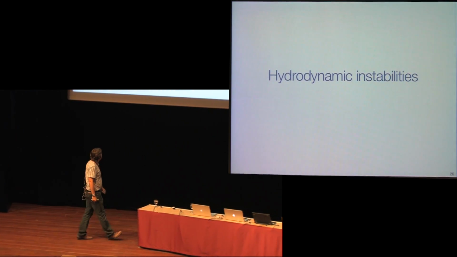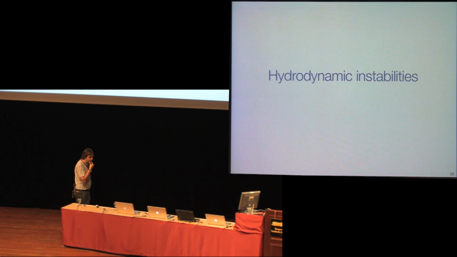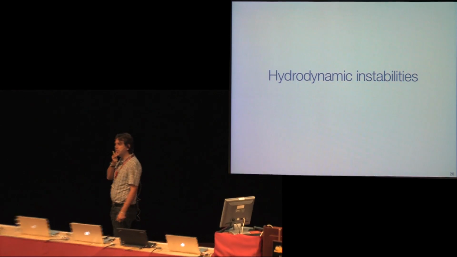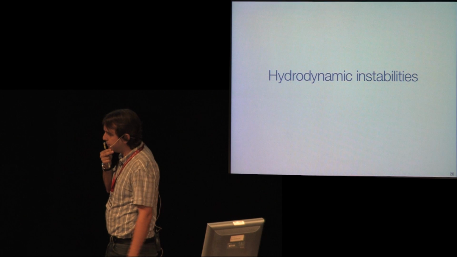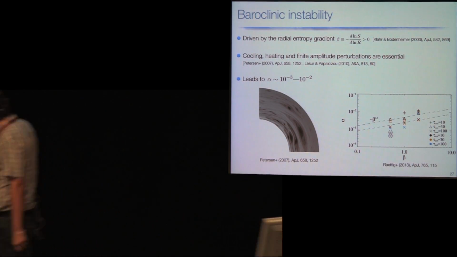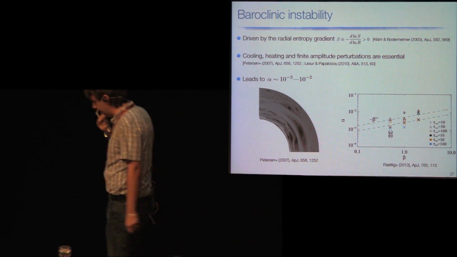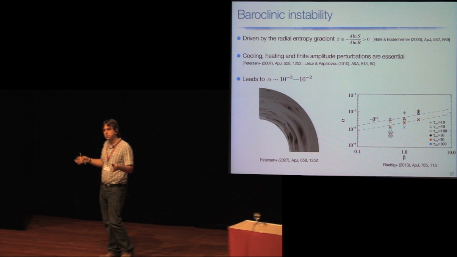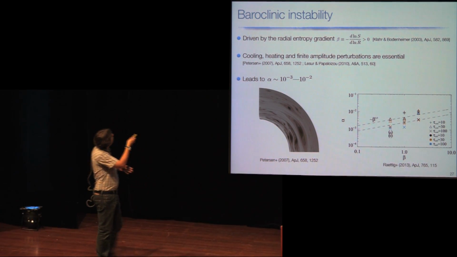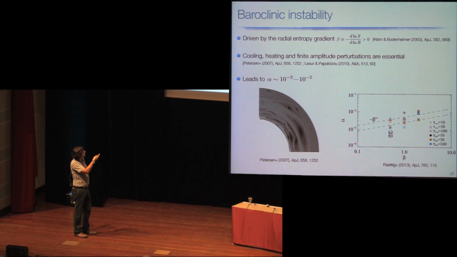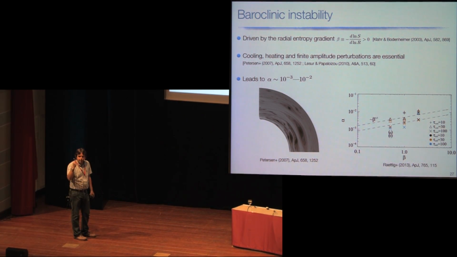So the last part of my talk will be dedicated to the forgotten or often forgotten hydrodynamic instabilities. The first of which is the baroclinic instability. This baroclinic instability is driven by the entropy gradient you have in the disk. Technically, what you need to get this instability is to have this beta parameter, which depends on the entropy gradient. This beta should be larger than 0. And then bang, you get it.